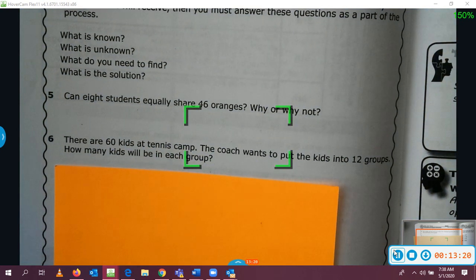There are 60 kids at tennis camp. The coach wants to put the kids into 12 groups. How many kids will be in each group? Okay, this is your time to pause the video. Go ahead and work it out and come back and let's check it together.